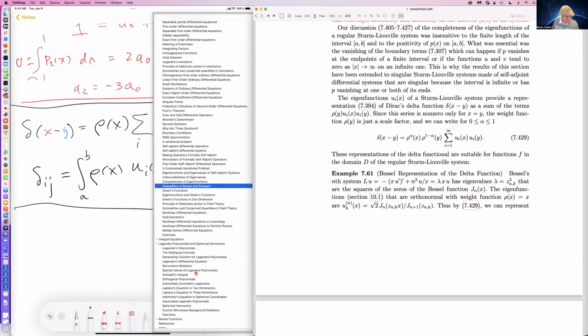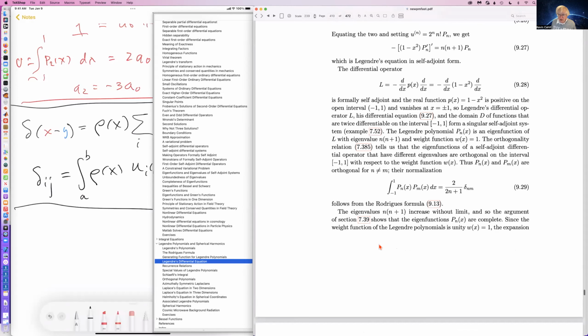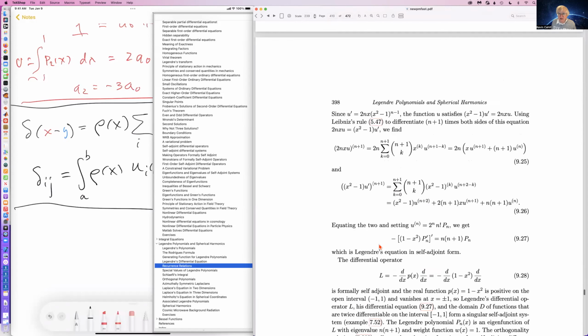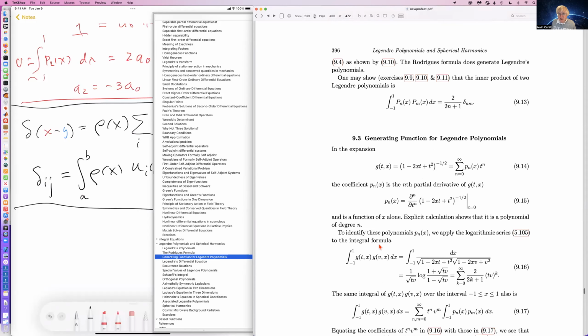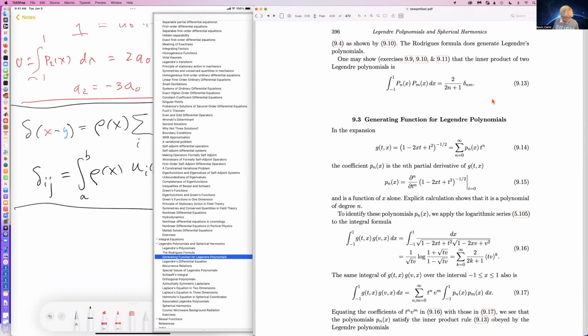And so if we go now to Legendre's differential equation, well, first of all, here's the normalization condition for Legendre polynomials, namely 2 over 2n plus 1 times delta nm is equal to the integral from minus 1 to 1 of Pn of x Pm of x dx.